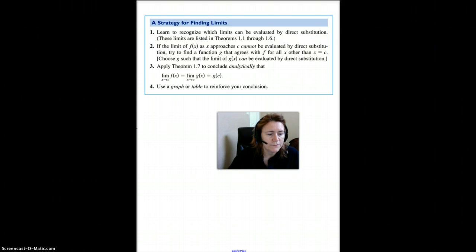There are strategies for finding limits. Of course, the first one is to recognize the easy ones that you can get by direct substitution. When you can't plug c in, because it's usually in the denominator, then find another function g that you can. And then you can apply theorem 1.7. Or you can always use graphs or tables.